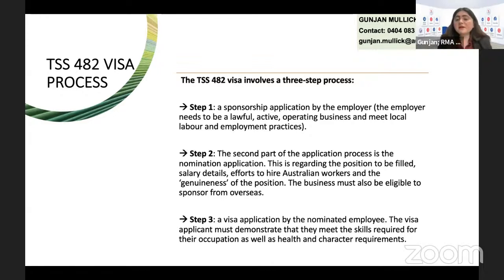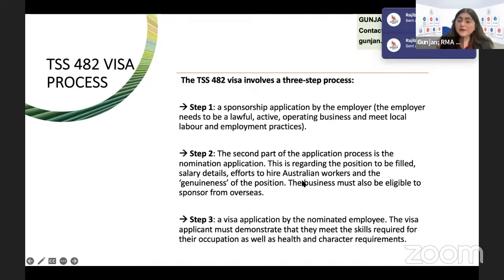What it means is that the position is filled by the company. I'll take some examples so it's easier for everybody to understand. Let's say a developer programmer: there's an IT company applying for sponsorship approval, and they're nominating the position of a developer programmer. That is the nomination part. The second stage is the nomination, where the company is trying to fill the position of a developer programmer, and they try to hire an Australian worker, and the position genuinely exists in the business.